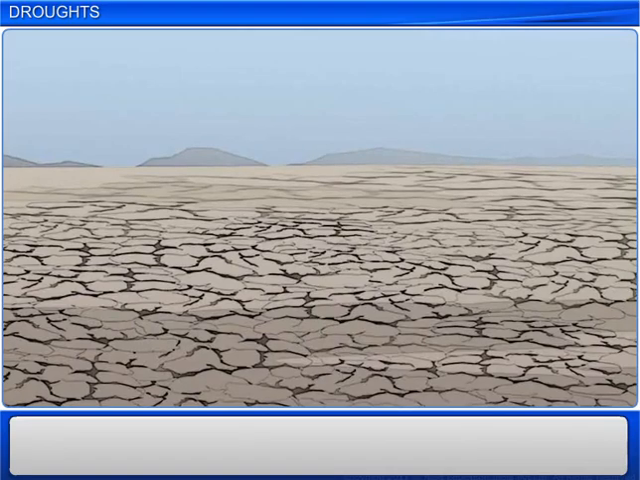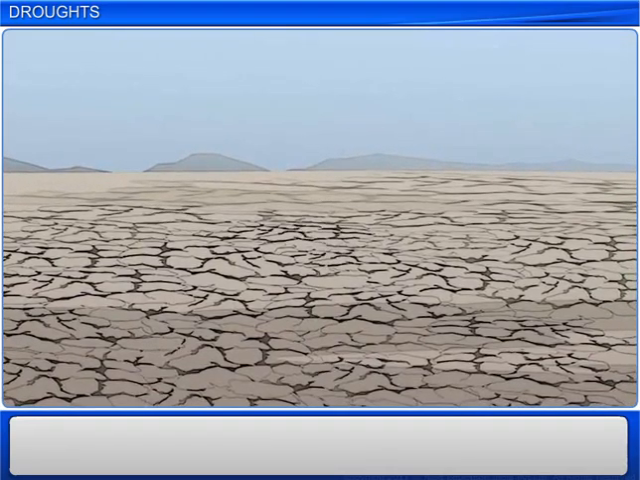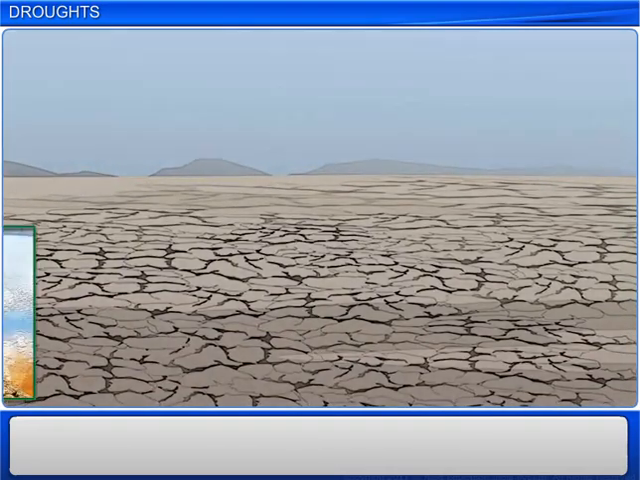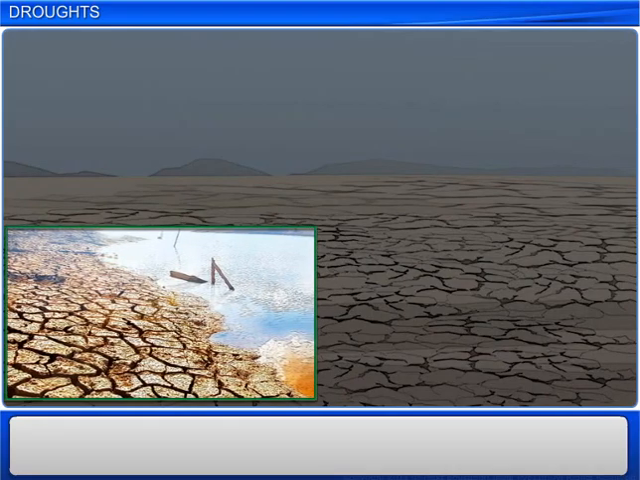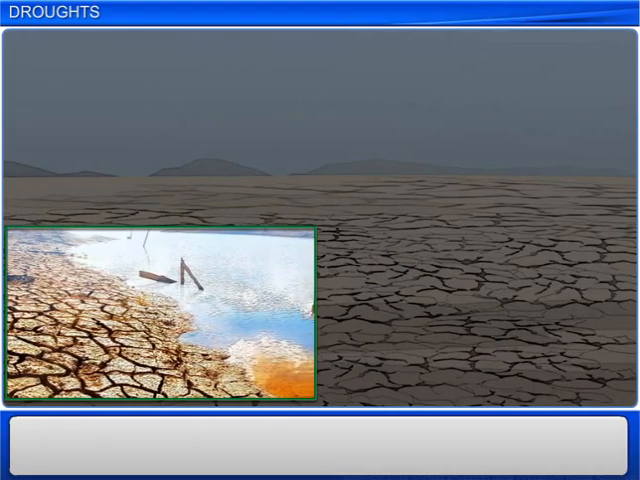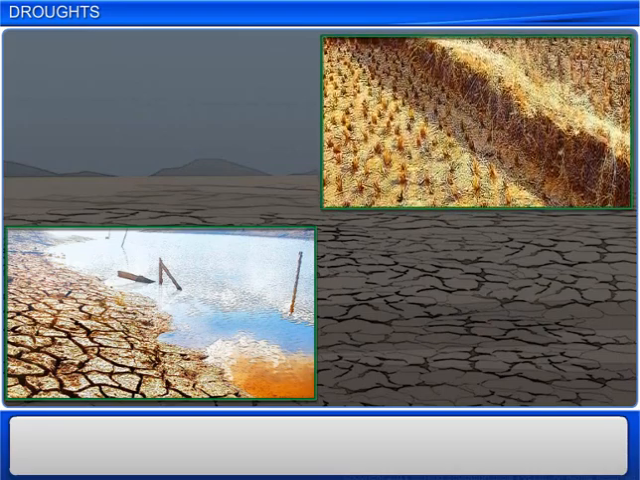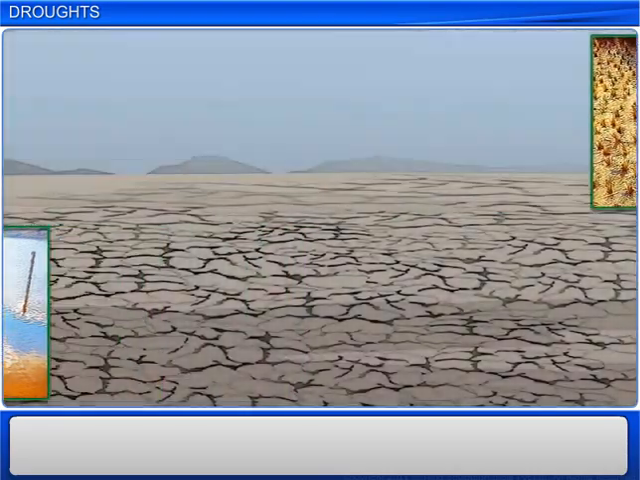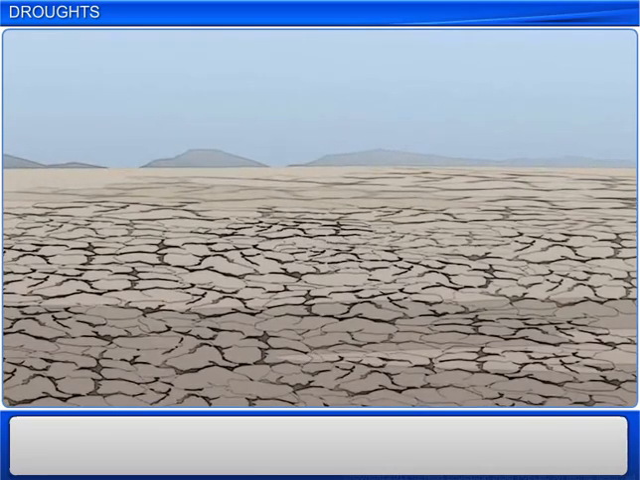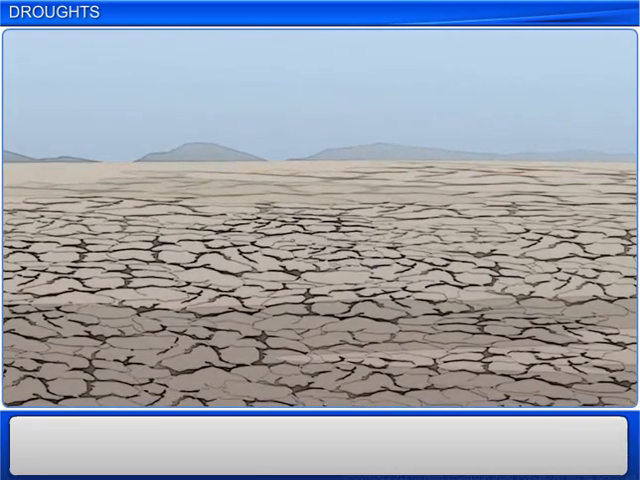We know that when a drought occurs, there is acute shortage of water. As water supply is reduced, reservoirs become empty, wells dry up, and there is widespread damage to crops. Let us look at some of the factors that cause drought and understand how it affects our lives.